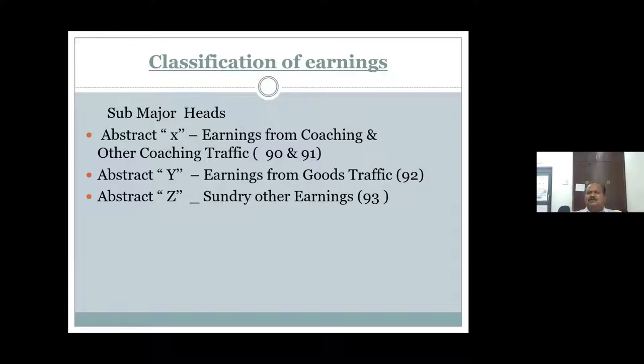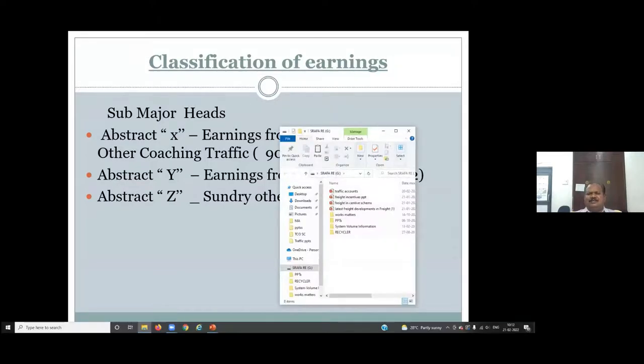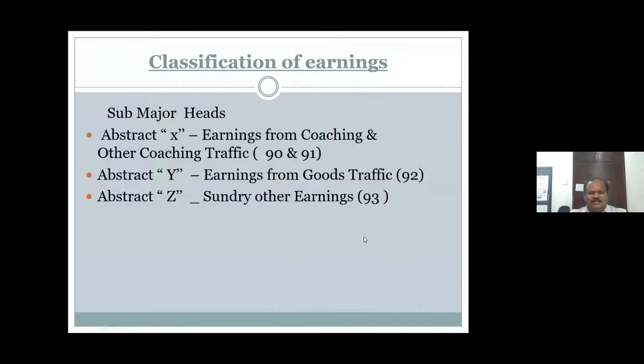This is most important, as ultimately the earnings, whatever is reflected, will be taken into account. And also, to have clear statistical data and costing data, we need to have the earnings properly allocated to the prescribed heads. So this is being done in the traffic accounts office. Let us see what are all the major heads here.